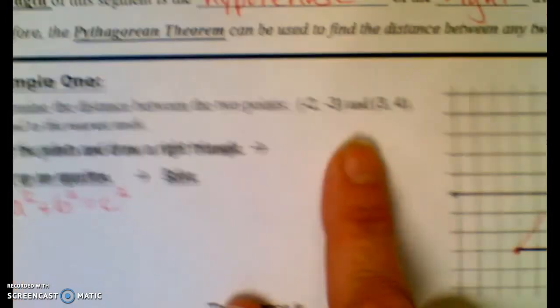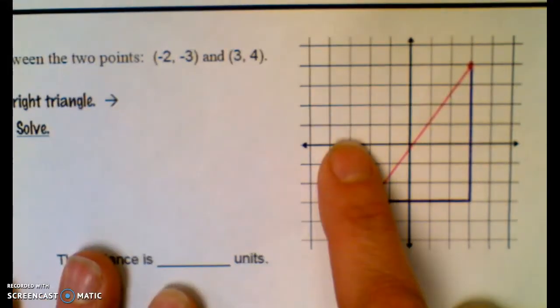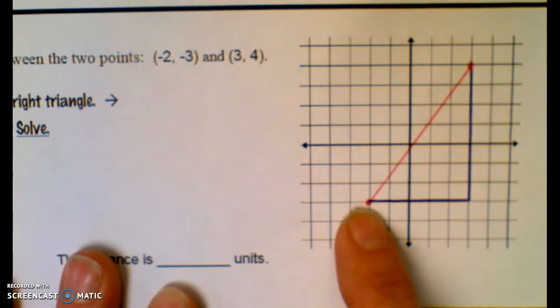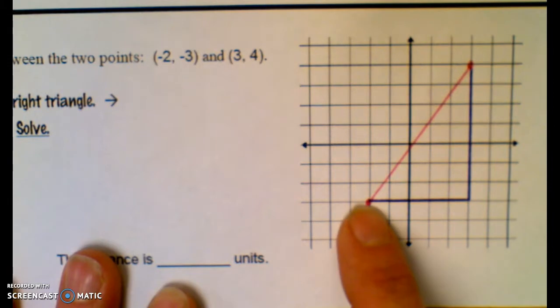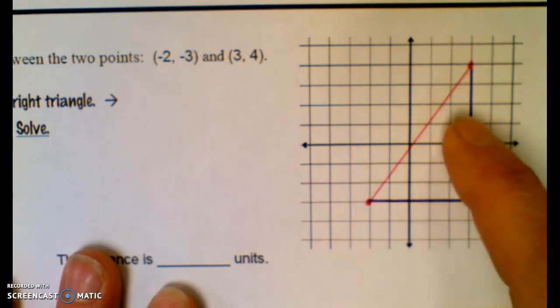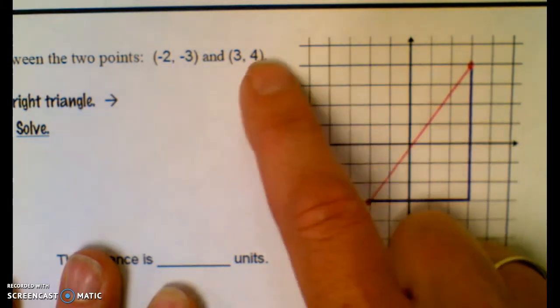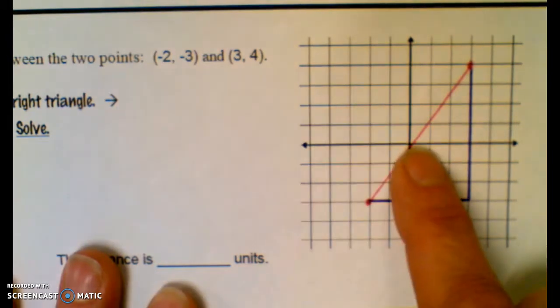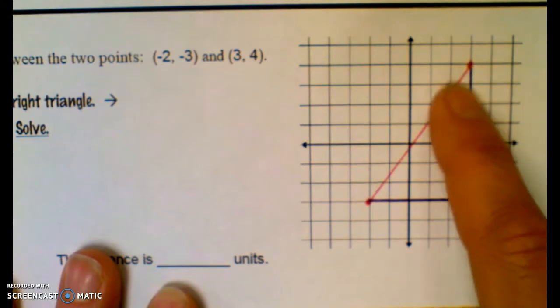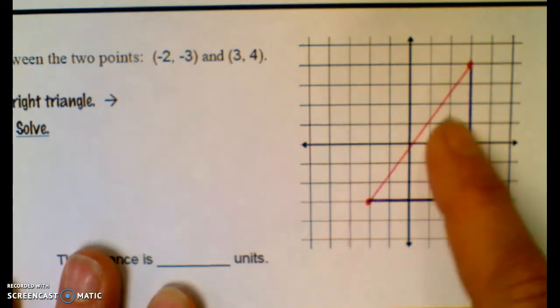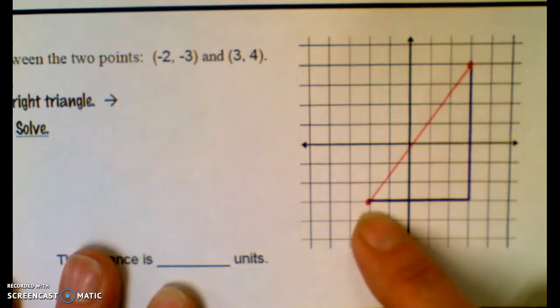So the point -2, -3, remember, is located down here in this third quadrant. You had to go over 2, that's the x value. You had to go down 3, that's your y value. And then the second point that you're going to plot has positive values, 3 and 4. So we're going to go over 3 and up 4 to get to this point, which is up here in the first quadrant. So what you're going to do is you're going to connect your 2 points with a ruler to get a nice straight line.